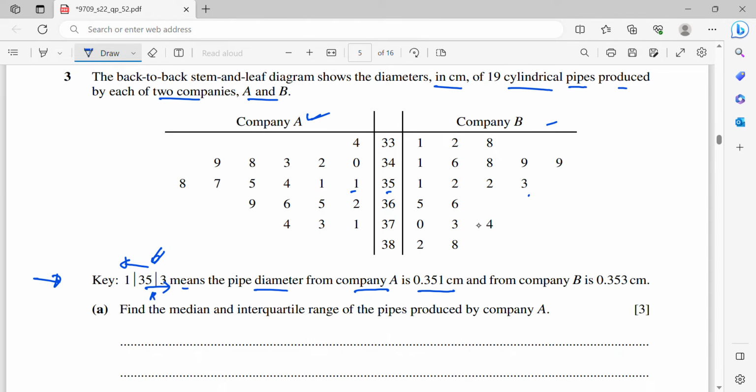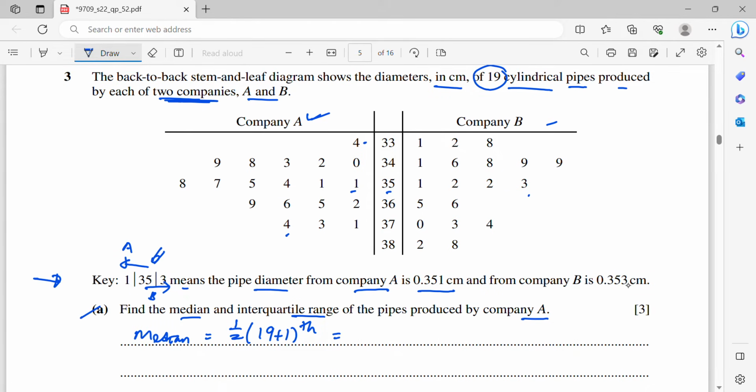So this is for company B, this is for company A readings. Now A, find the median and interquartile range of the pipes produced by company A. From this question, we know that there will be 19 readings for each company, from the first until the last. For the median, it is the (19 plus 1) over 2 th reading. So that is the 10th reading.